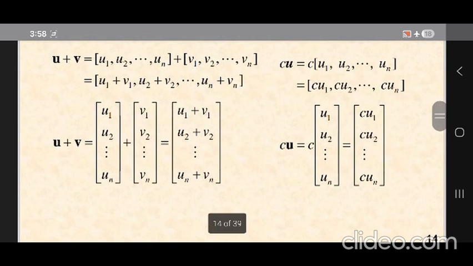Then u plus v for column matrices. First the u vector column matrix u1, u2, ..., un, plus the next v1, v2, ..., vn. Adding the two matrices, the answer is u1 plus v1, u2 plus v2, ..., un plus vn. This is called the column matrix. Then scalar multiplication: cu equals c into the u column matrix u1, u2, ..., un, which equals cu1, cu2, ..., cun.